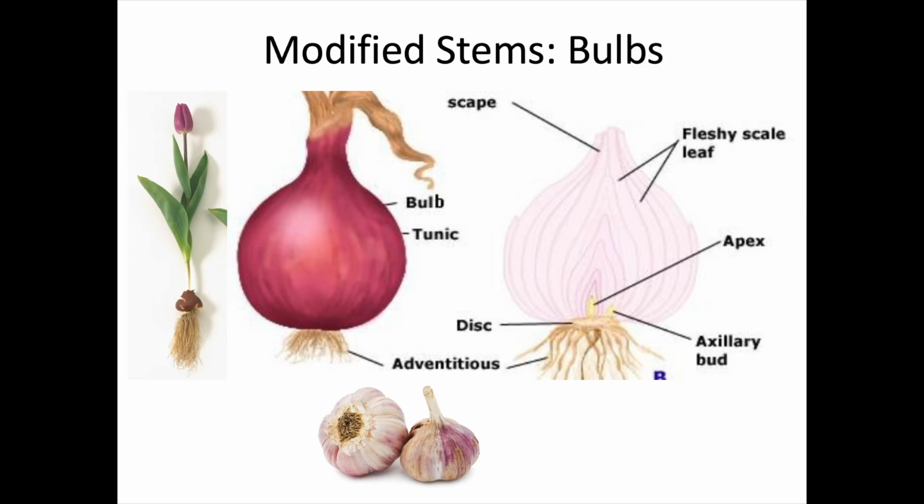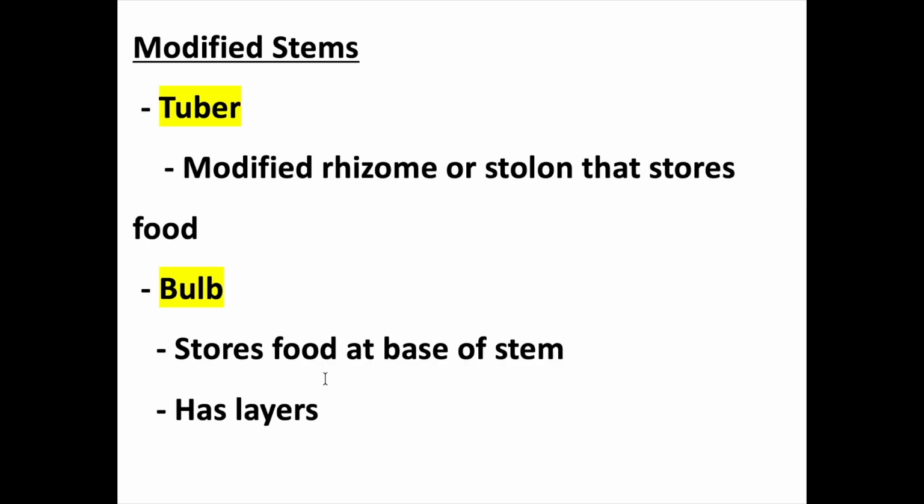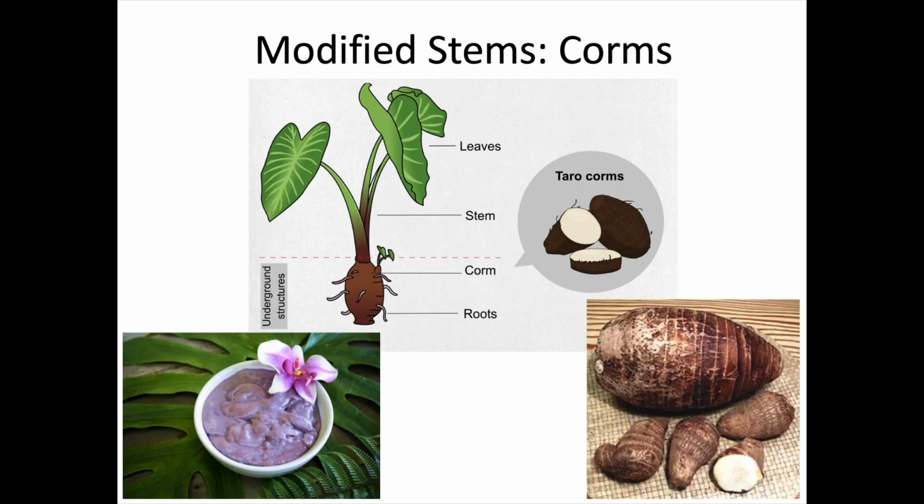And yeah, it stores carbohydrates. It stores food at the base of the stem, and importantly, it has layers. There's one more important modified stem that stores carbohydrates, and that is something called a corm. Not corn, C-O-R-M. A corm, probably the most notable example is this taro corm. To read the key terms definition, a corm is a modified underground stem that is rounded and fleshy.